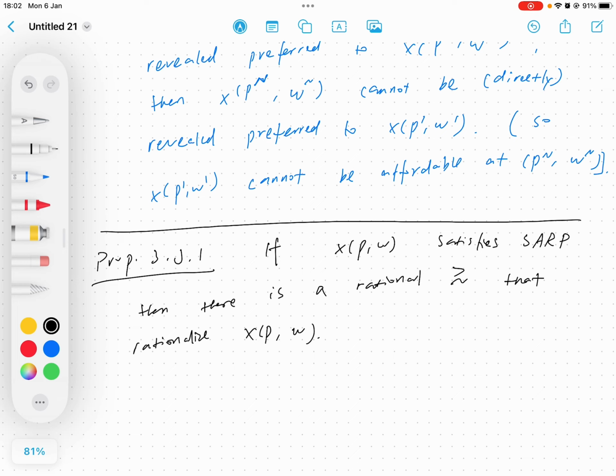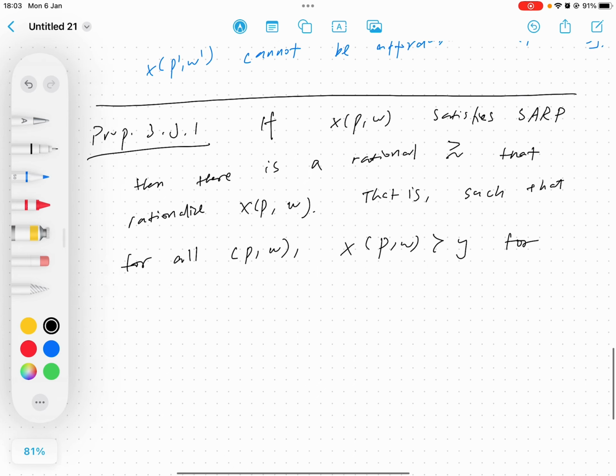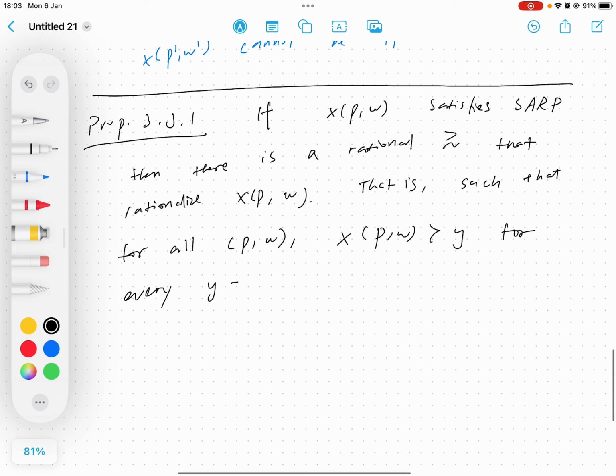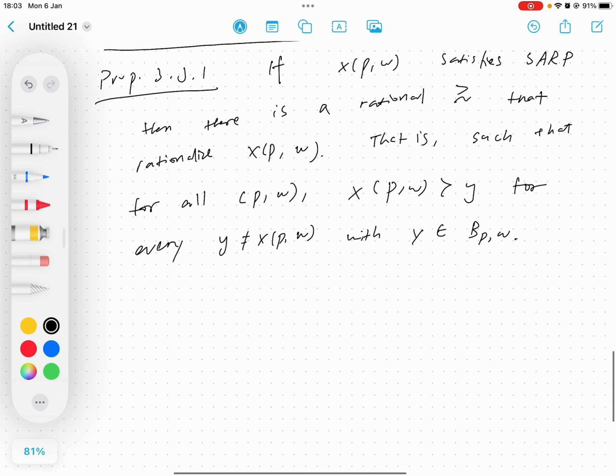So what do we mean by this rationalize? That is, such that for all the price and wealth, X(P,W) is strictly preferred to Y for every Y which is not X, if this Y satisfies this budget requirement. All right, and then we're going to prove this.